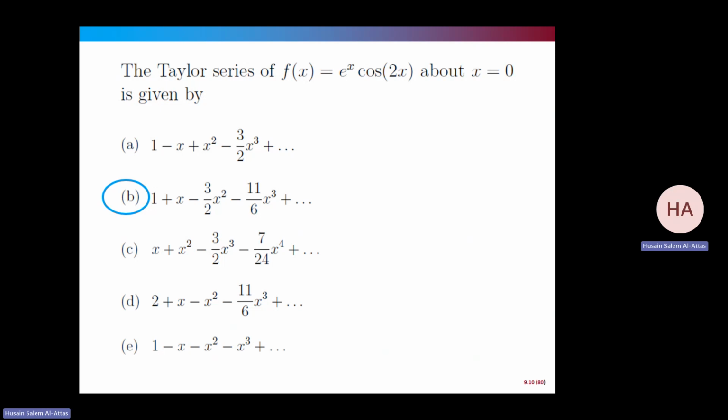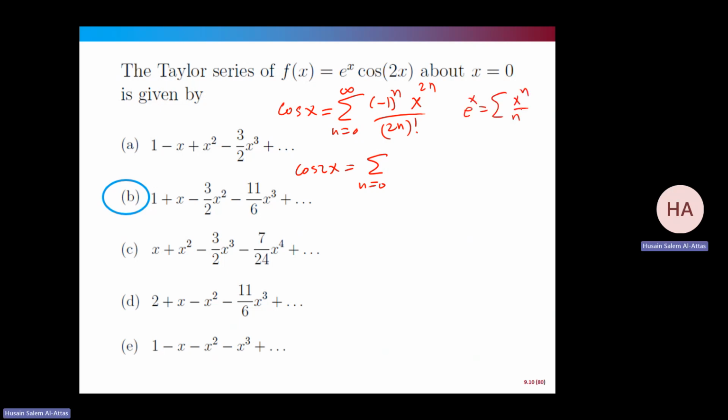Okay, now this one, cosine 2x times e to the power x. We'll start with cosine x. That will be summation, 0 to infinity, minus 1 to the power n, x to the power 2n over 2n factorial. I need cosine 2x. For e to the x, that will be summation n equals 0, x to the power n over n factorial.